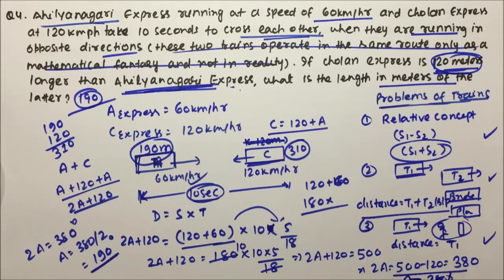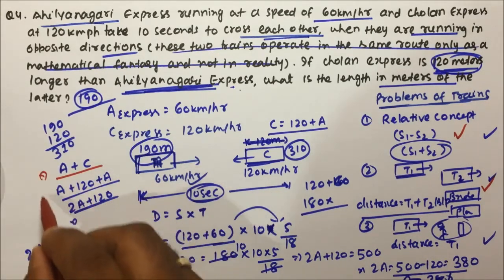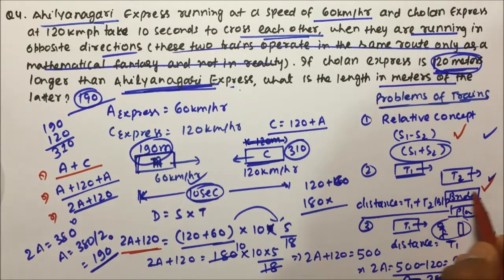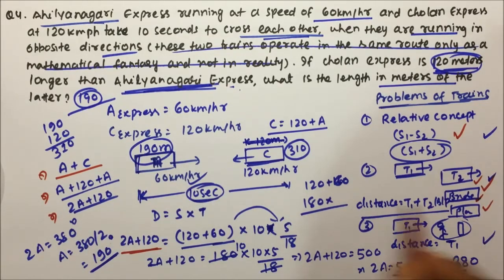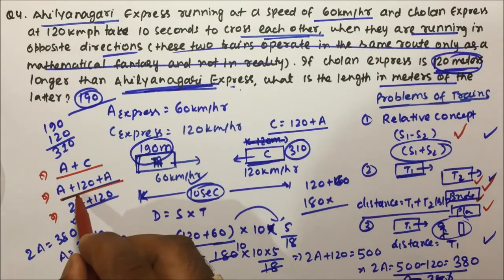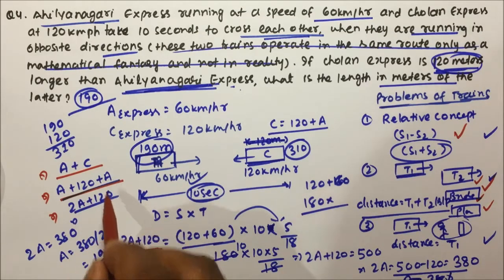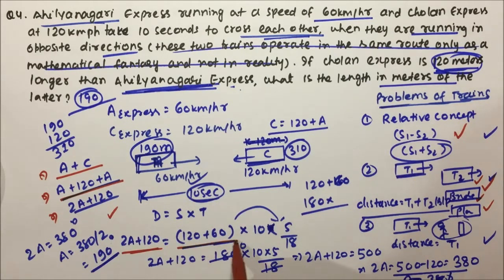The first concept is the relative speed concept, and the second concept is that if a train is crossing another train, the total distance will be the length of the first train plus the length of the second train. Okay. So if a train is crossing another train or a bridge or a platform, then the total length will be the length of the first train plus the length of the second train, and then kilometer per hour we will have to convert to meter per second. That also we have taken care of, and then we have solved very good questions on problems on trains.